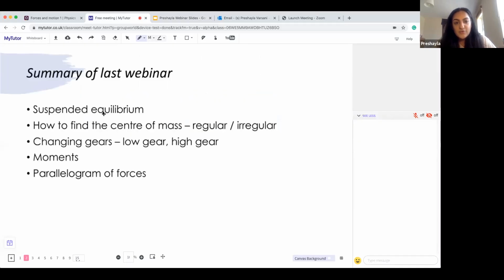Okay, so first of all, let's think about what we looked at last week, which is this idea of suspended equilibrium. So suspended equilibrium is when we have something that is hanging. It might be from a cable, some ropes, some string. It might even be your light switch. So if you have one of those dangling light switches, that's in suspended equilibrium.